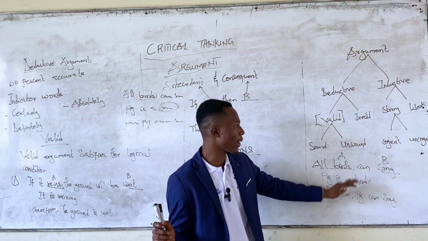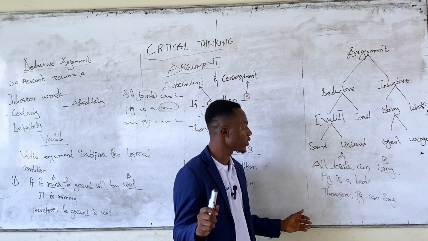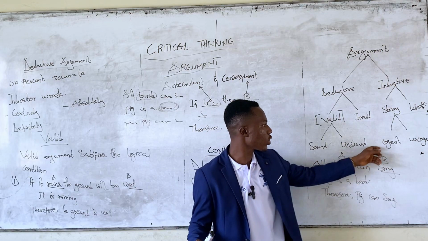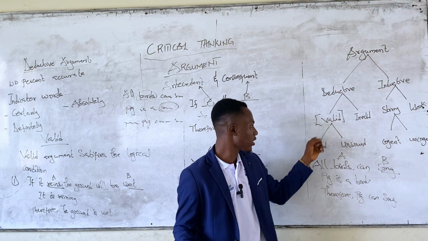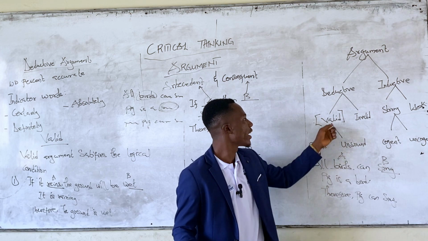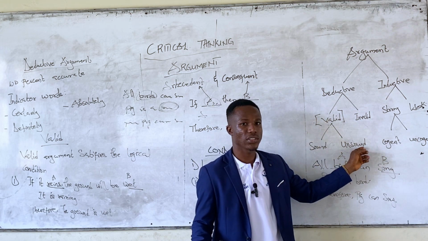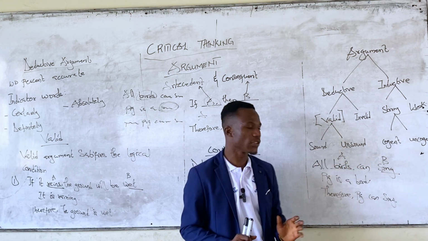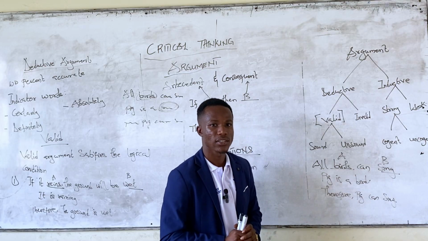Do you get it? There is no pattern here. So in this case, we are going to say that the argument is what? Unsound. It is valid, but not sound. So it is valid and unsound. The argument is what? Valid. It follows the pattern, but it is not true.